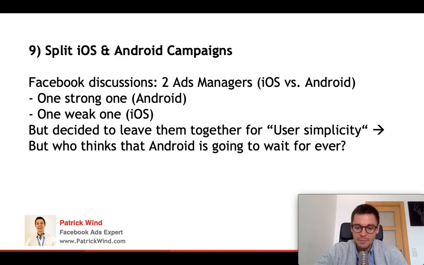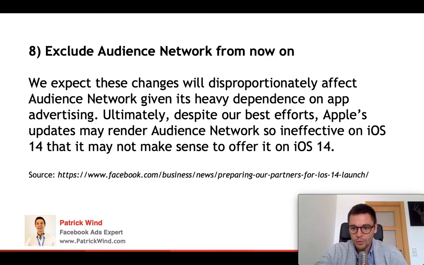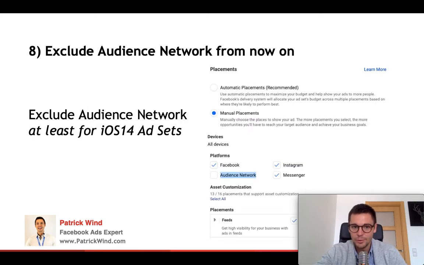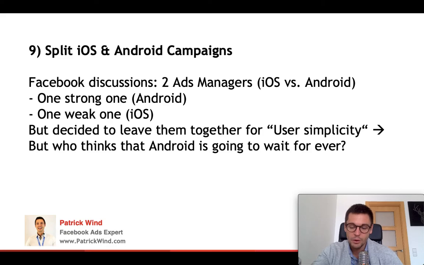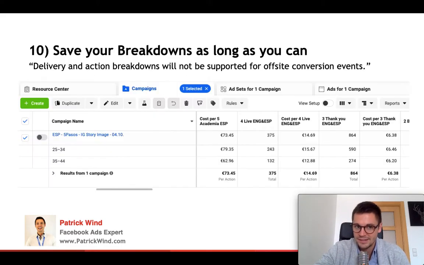But if Apple says in their own newsroom, they say it's so ineffective that we should not even enable it anymore, so then why would you include it, right? And if you already split your iOS and Android campaigns, what I do now in prospecting is that you can really focus specifically on the iOS users and there exclude the audience network, for example.